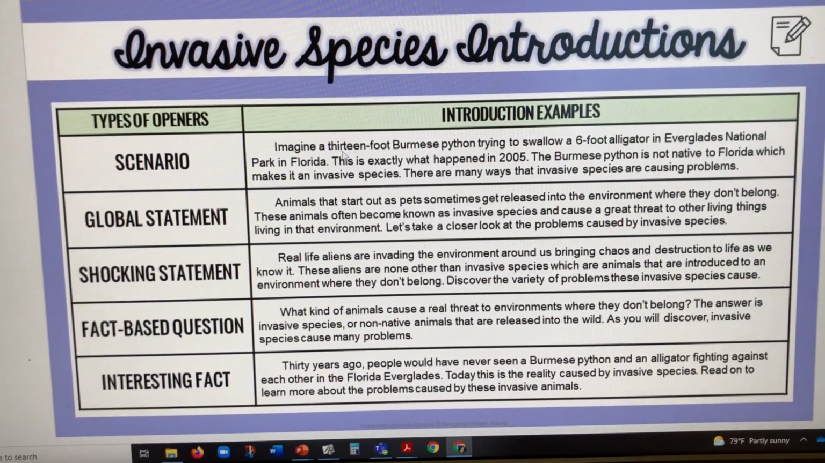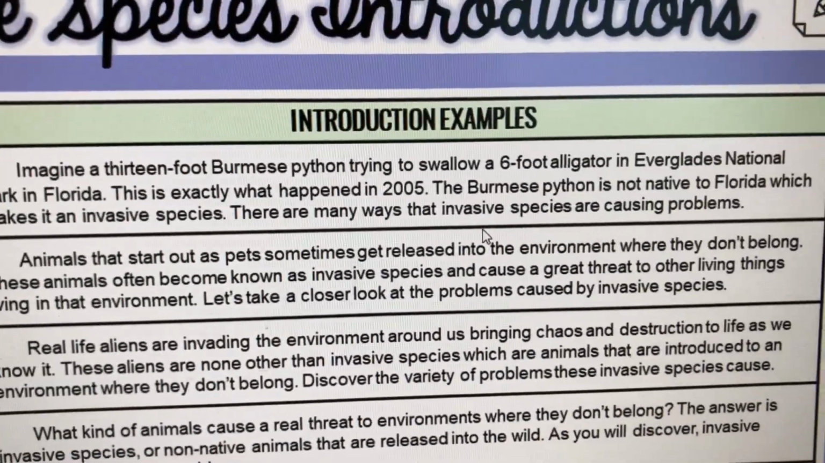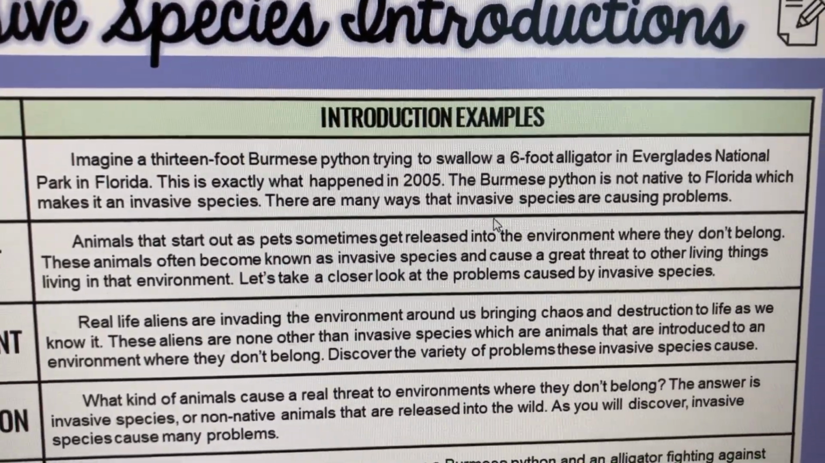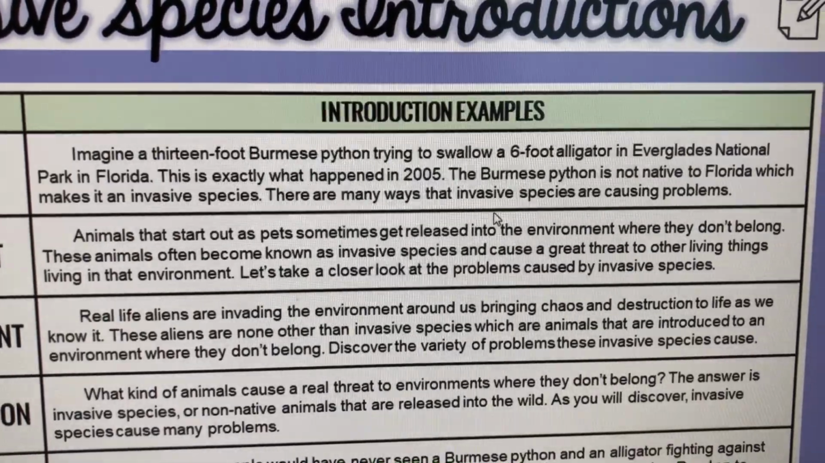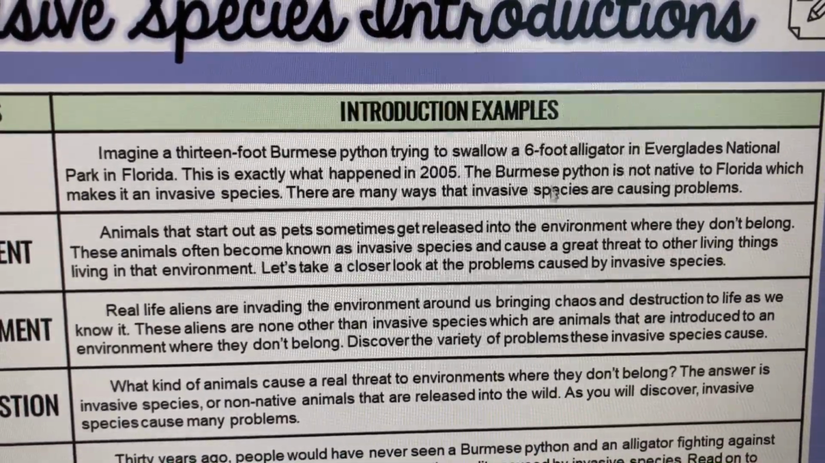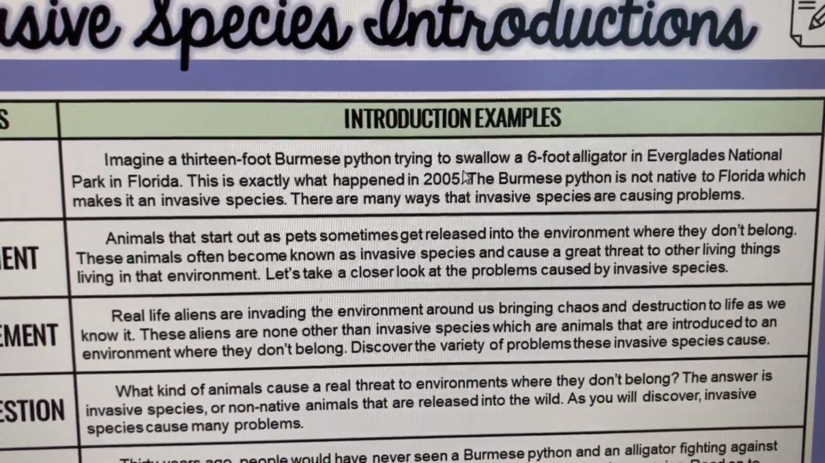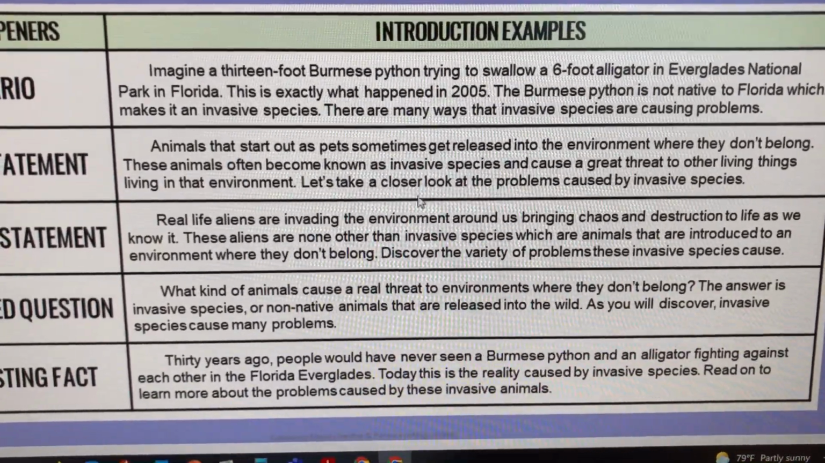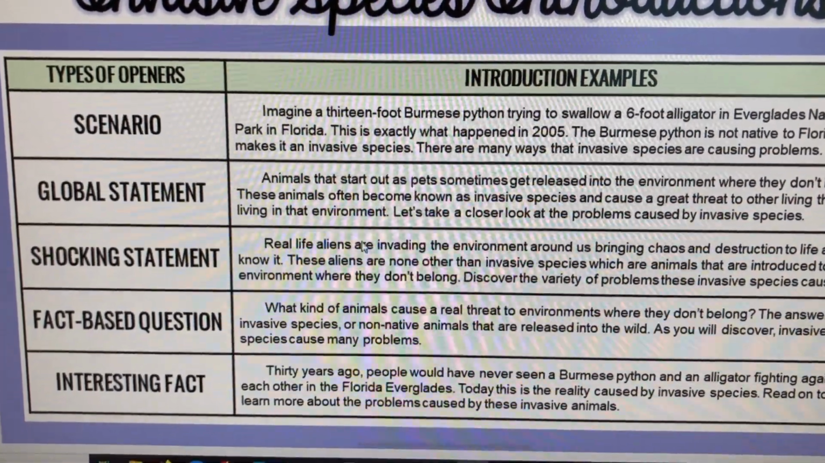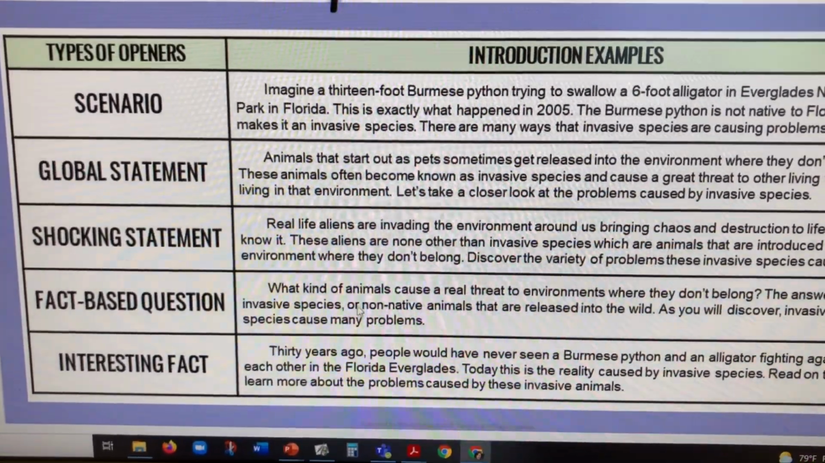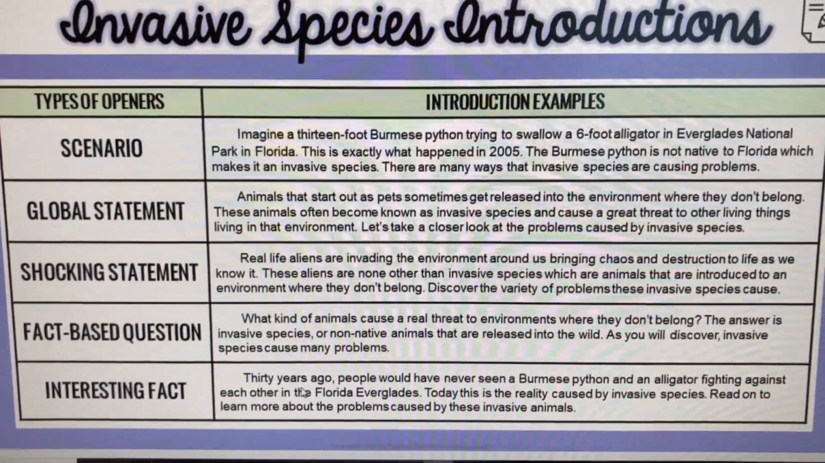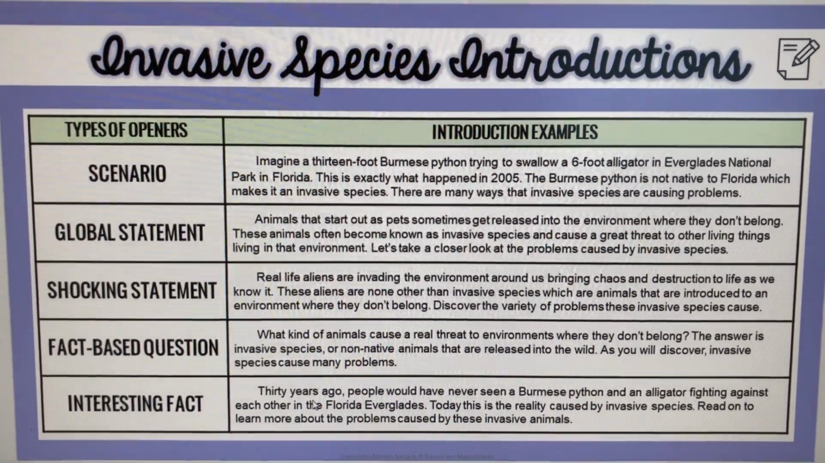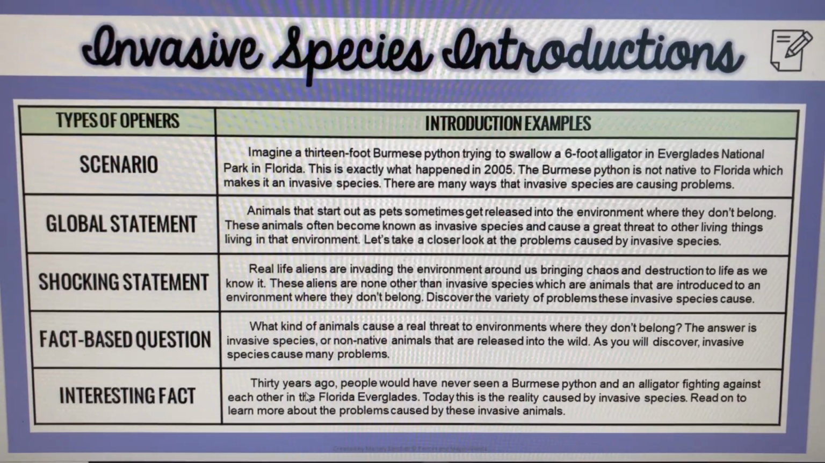With the students, I wrote this first example here as an introduction. This is a scenario. They can start with "imagine" or "picture this." A student helped me write this one based on one of the facts in one of the sources. Then right now after school, I wrote these other four, which are a global statement, a shocking statement, a fact-based question, and an interesting fact, so that students have different ways to start their essay introductions for this particular topic.